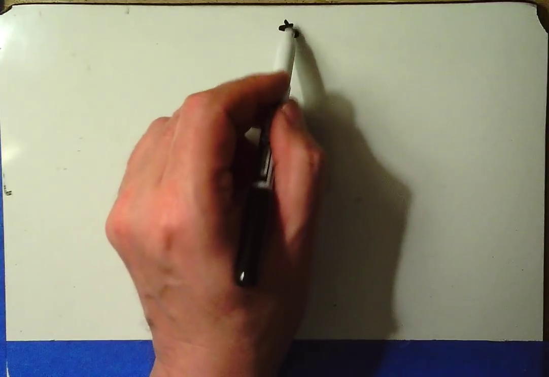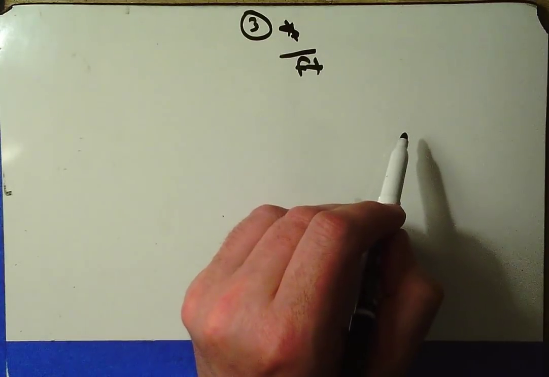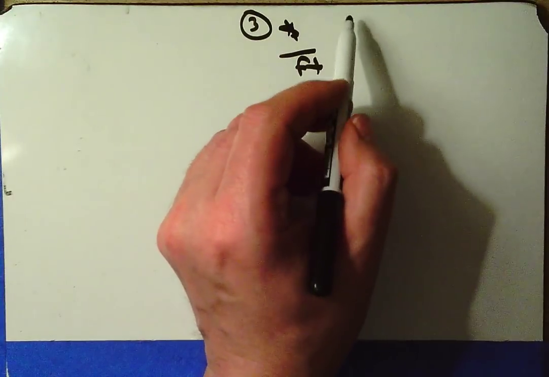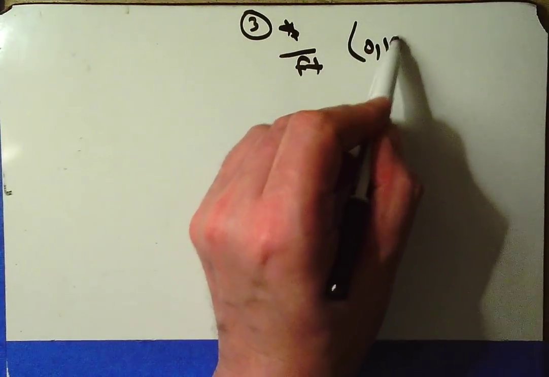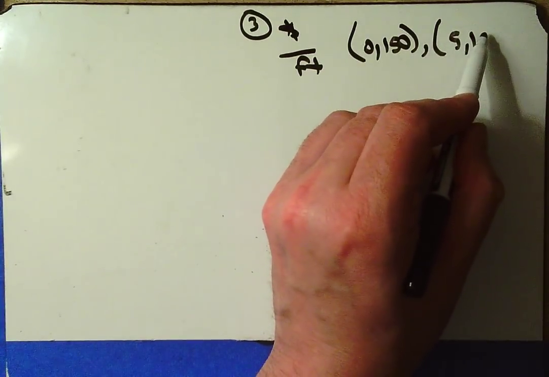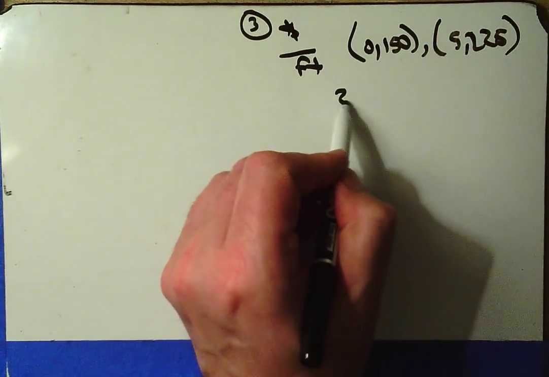Let's take a look at 3. Based on the graph, how much does 1 linear foot of this particular wood cost? Well, when I think about the cost of a foot, that's dollars per foot, I'm thinking about a rate of change or a slope. Now, I notice that I've got some ordered pairs that I can read off this graph. One is 0, 150, and I see another one at 5, 225.